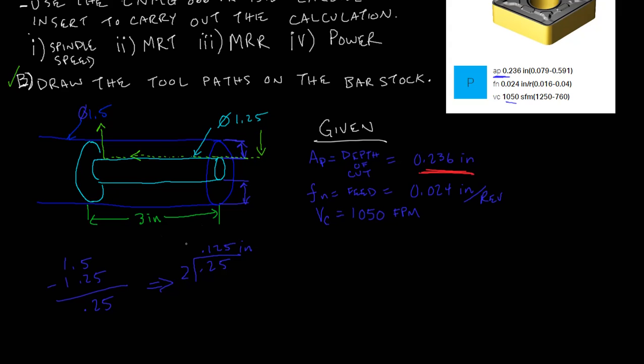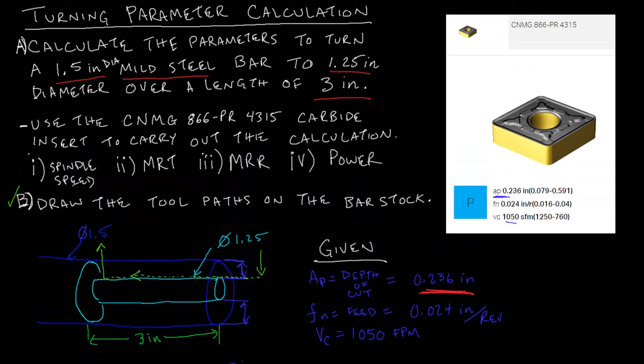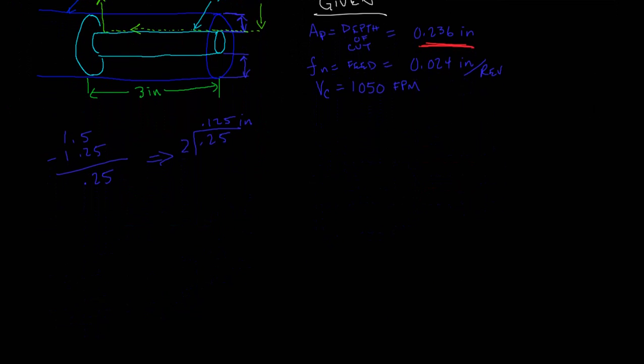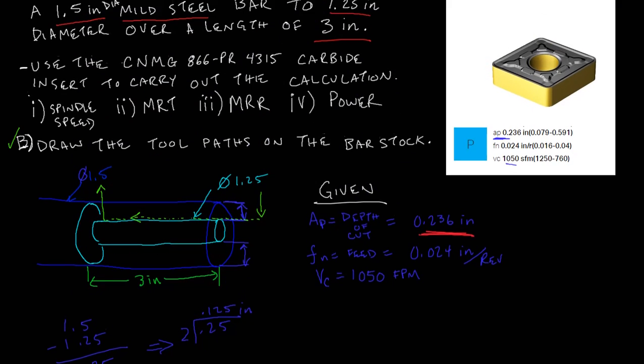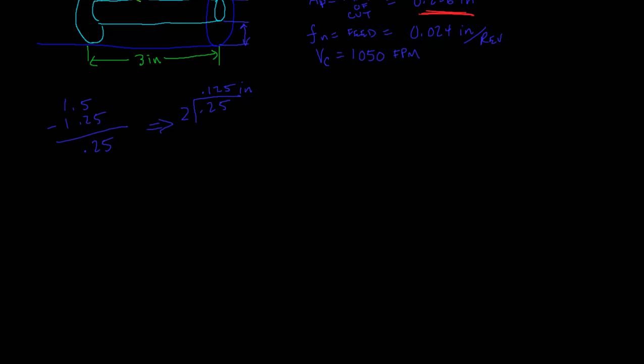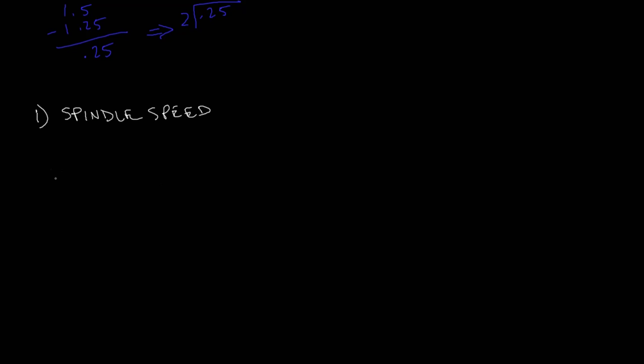Okay, so now that we know that we just have to take one pass, we just have to calculate the parameters: spindle speed, material removal time, material removal rate, and power for one pass. All right. So let's do that. So let's do spindle speed first. So we know that our formula for spindle speed is N equals 12 V over pi D.